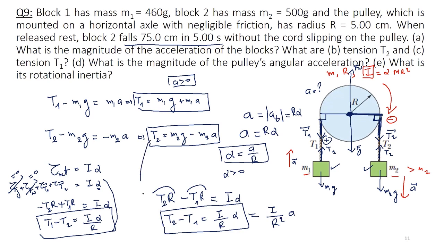Now T2, I already get from here. T1, I will already get from here. So I can plug in T1 and T2. If I do that, T2 will be M2G minus M2A, minus T1, which is M1G minus M1A. This is equal to I divided by R squared multiplied by A. Let me put the A's together and put the G's together, because I want A, so A is my unknown. Did I forget an A here? Yes, this is an A instead of G.